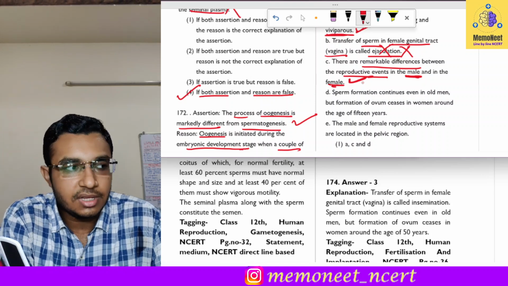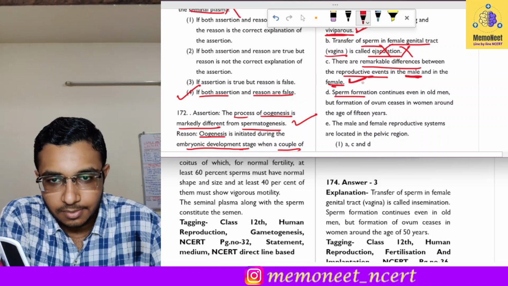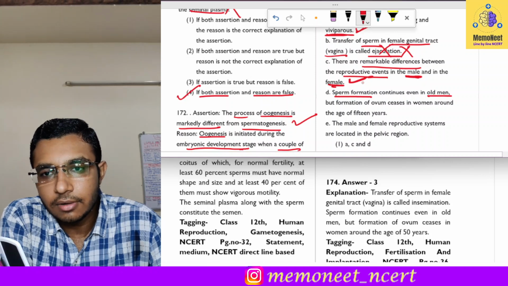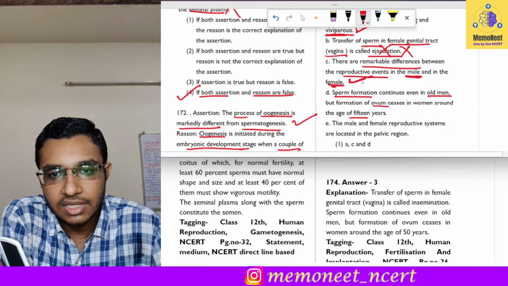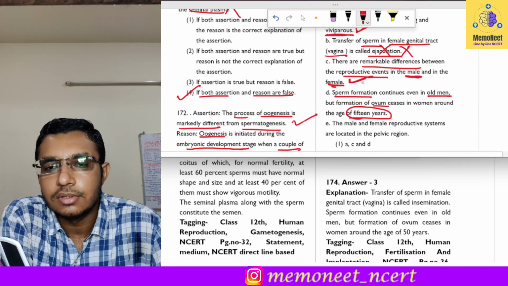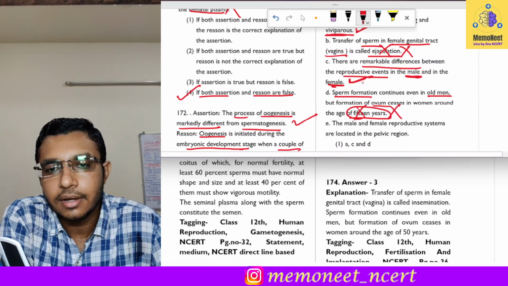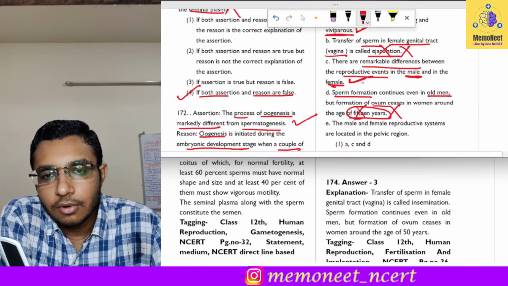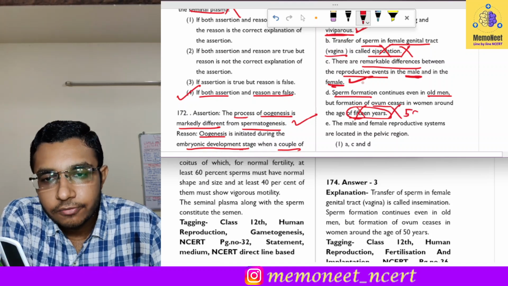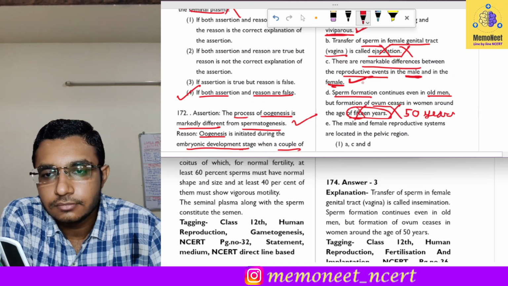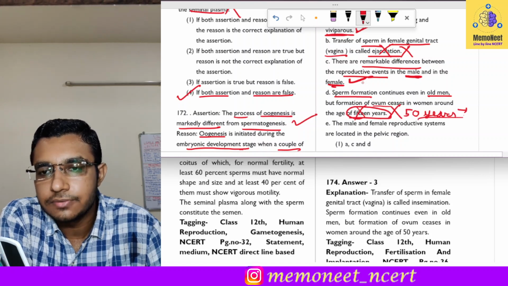Next is statement D. It states that the sperm formation continues even in old men, but the formation of ovum ceases in women around the age of 15 years. So this statement is absolutely incorrect, because the formation of ovum ceases in women around the age of 50 years. And that's the age when there is menarche.